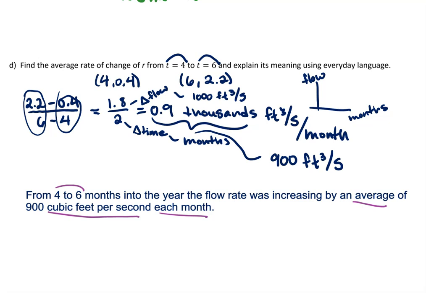All right, so watch those average rate of change interpretations. Those can be tricky. Hopefully that helped.